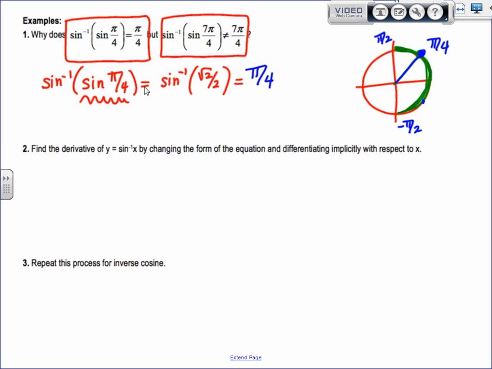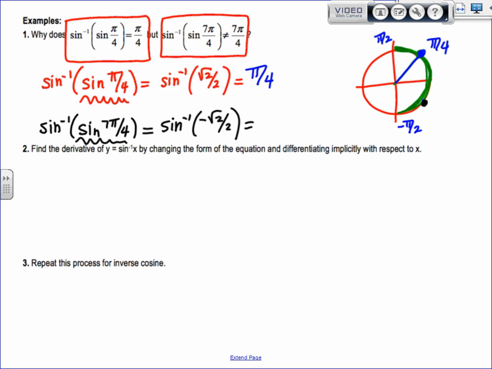Okay, but why doesn't that work for this other one? So if I have inverse sine of sine of 7 pi over 4, why is that not equal to 7 pi over 4? So let's start on the inside again. What is sine of 7 pi over 4? Negative root 2 over 2, right? Because it's down here, right?